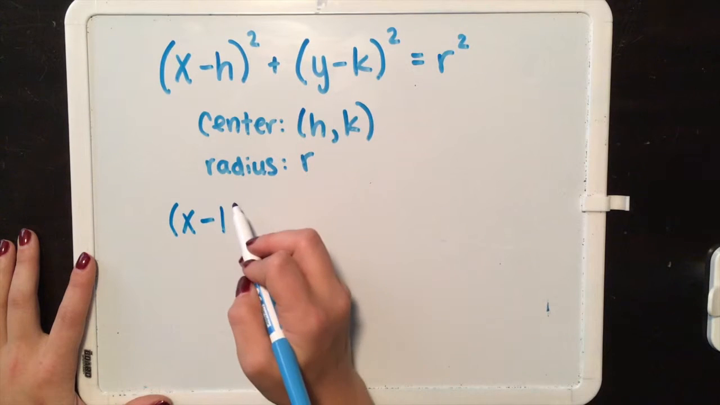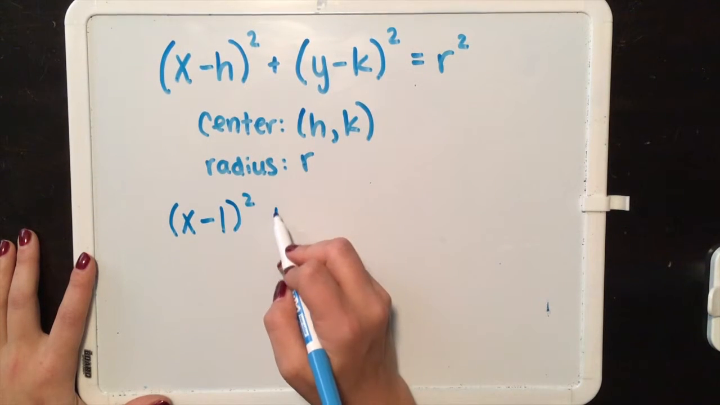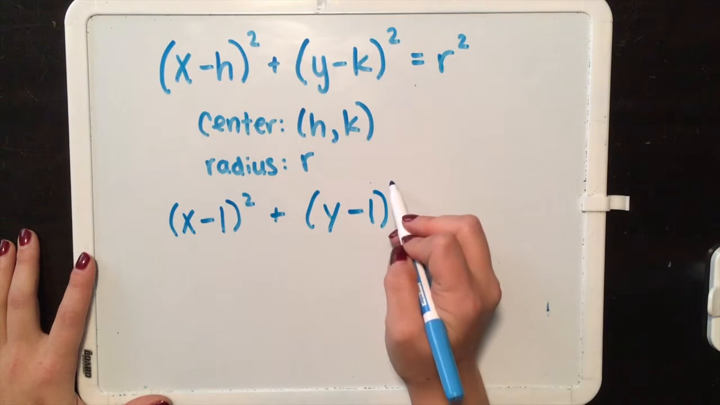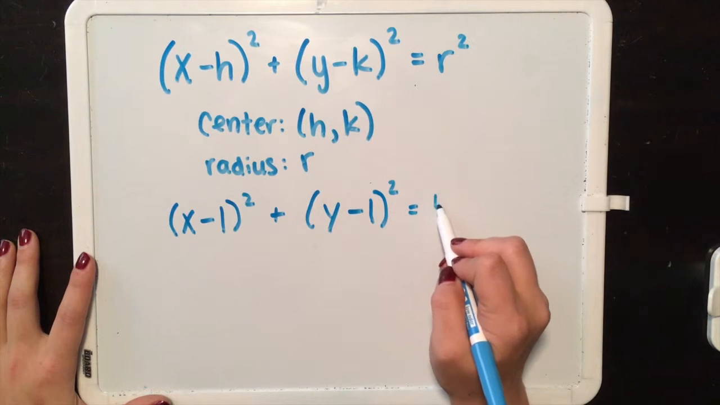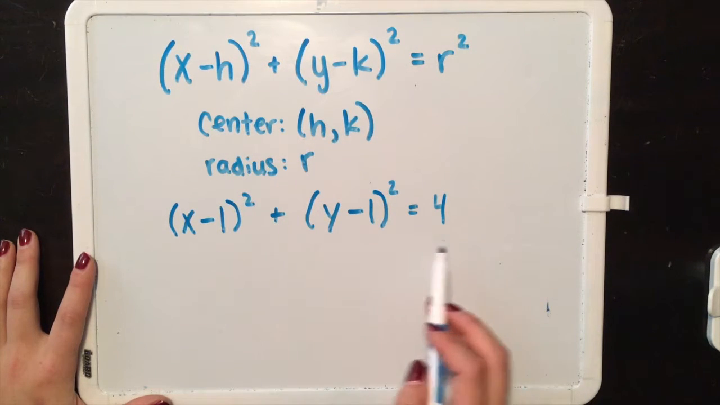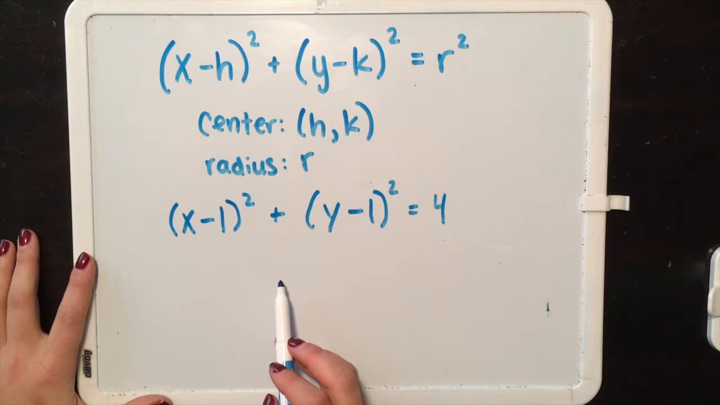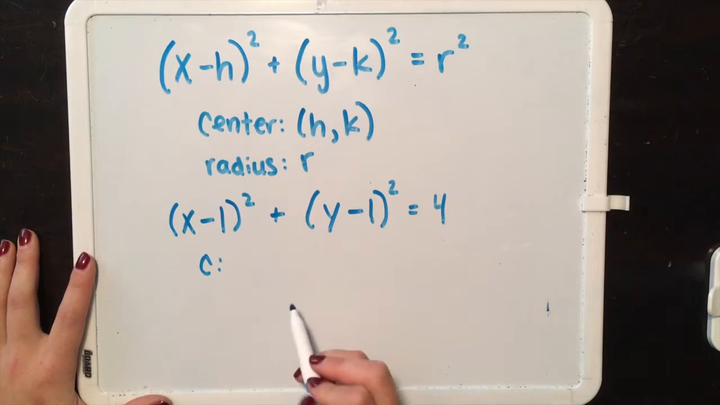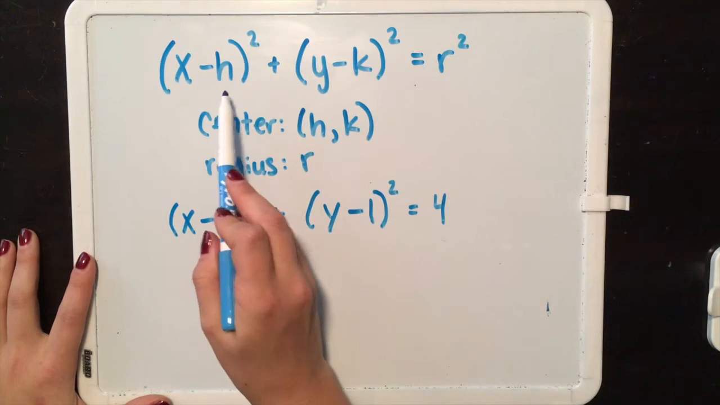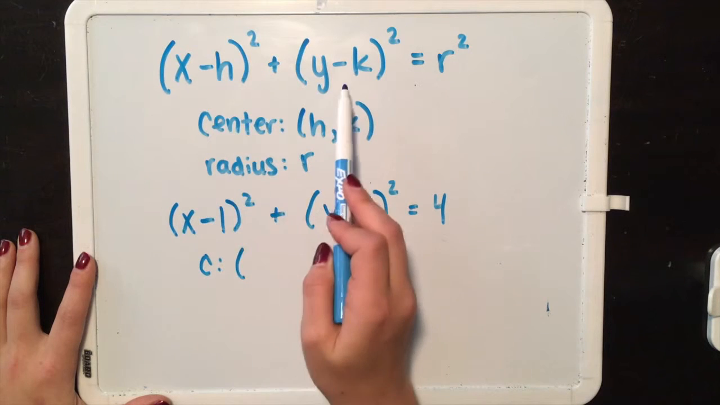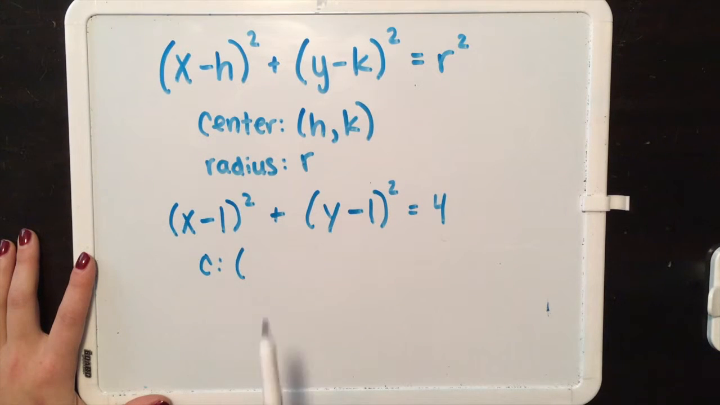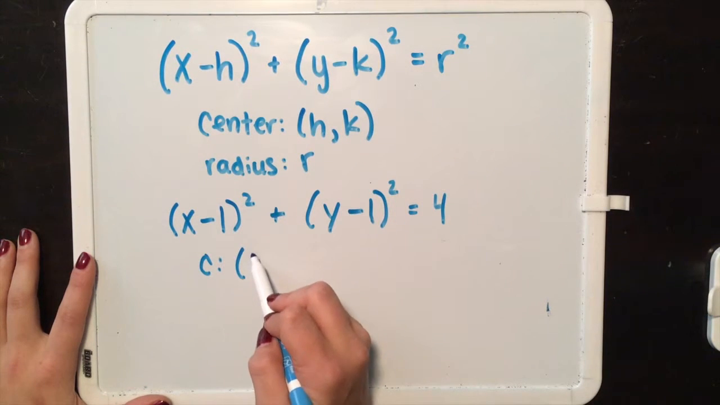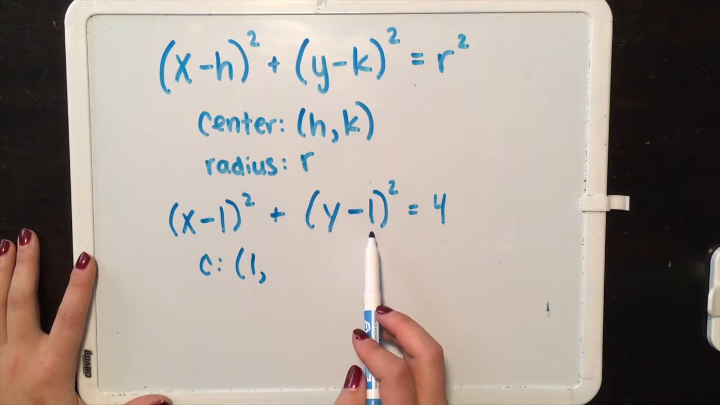(x - 1)² + (y - 1)² = 4. If you were given this equation, we could graph it by just knowing the center and the radius. The center is going to be (h, k), but note that these minus signs must be present. So h is 1 because it's next to a minus sign, and k is also 1.